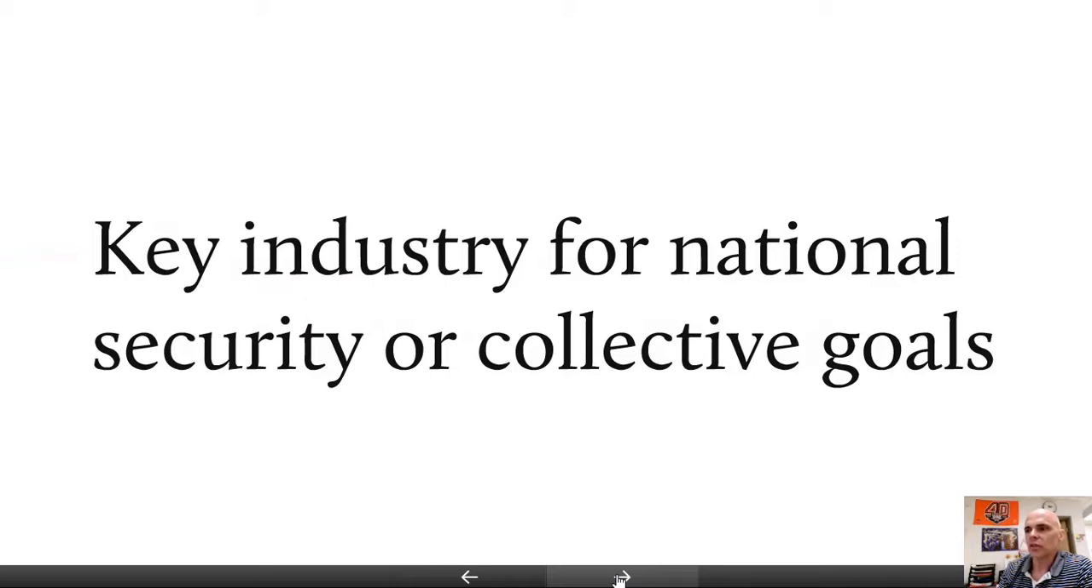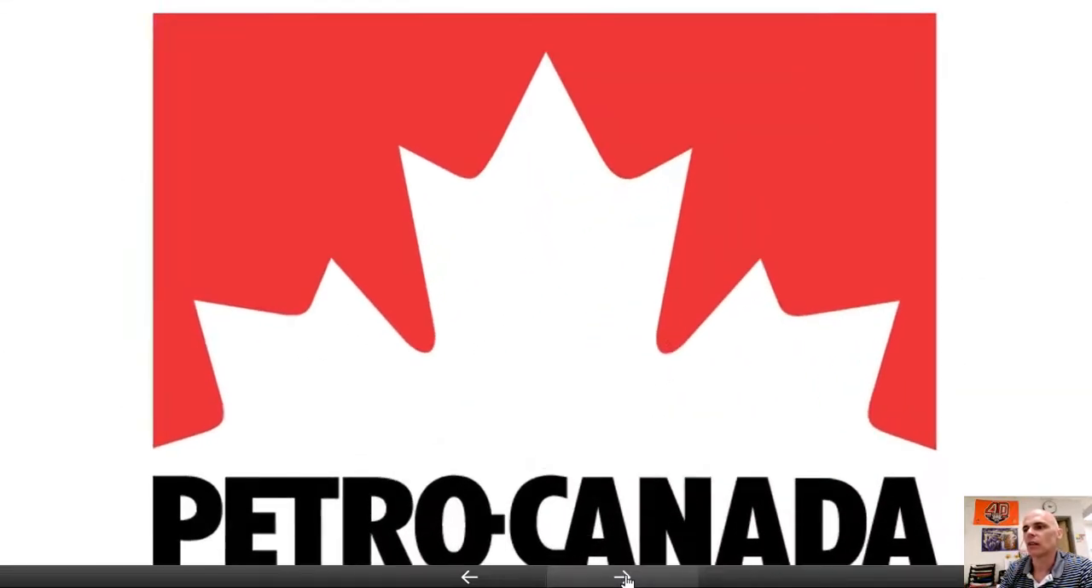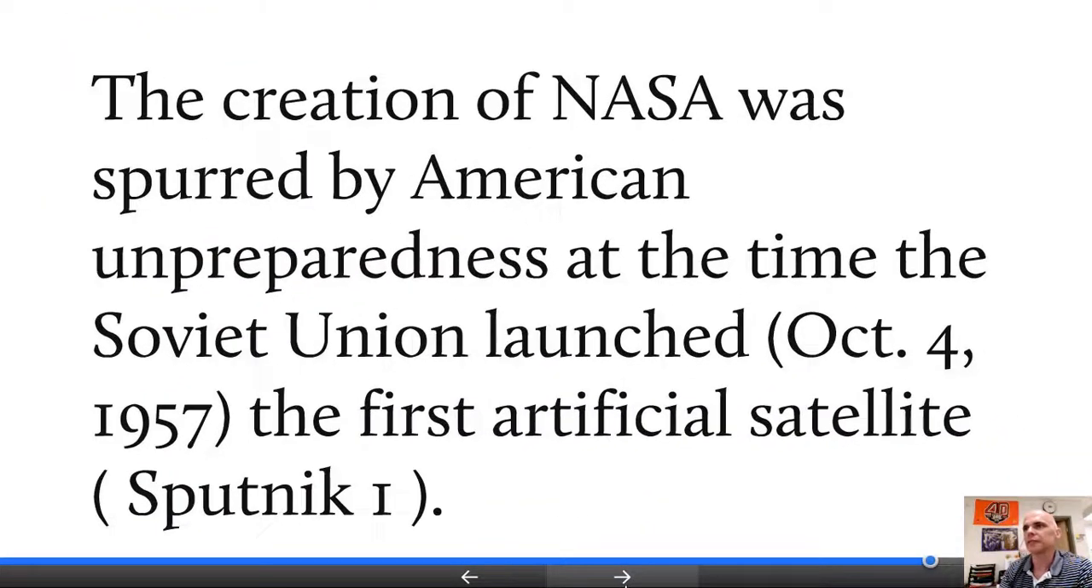Key industries for national security need to be regulated. So there might be certain things like Lockheed Martin that are in the weapons industry in America that the US government doesn't want Lockheed Martin or Boeing trading those products to potential enemies of the state like China or Russia or Iraq. Here in Canada, maybe that's the argument behind creating Petro-Canada. The creation of NASA in the United States was spurred by American unpreparedness. At the time, the Soviet Union had launched Sputnik, and the Americans were seeing their satellites blowing up on the launch pad.